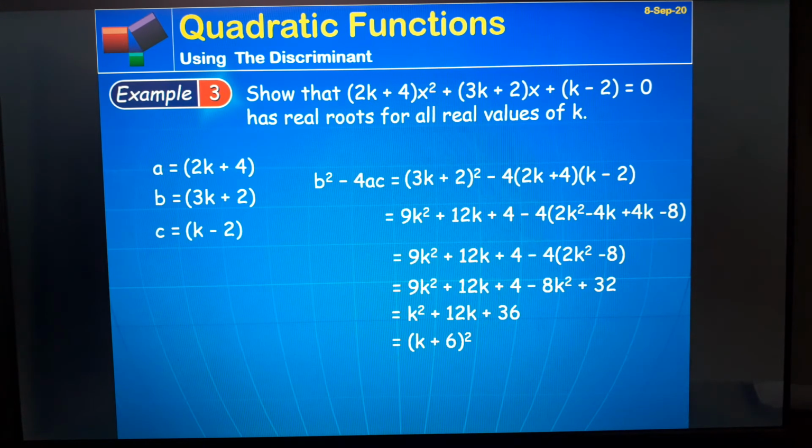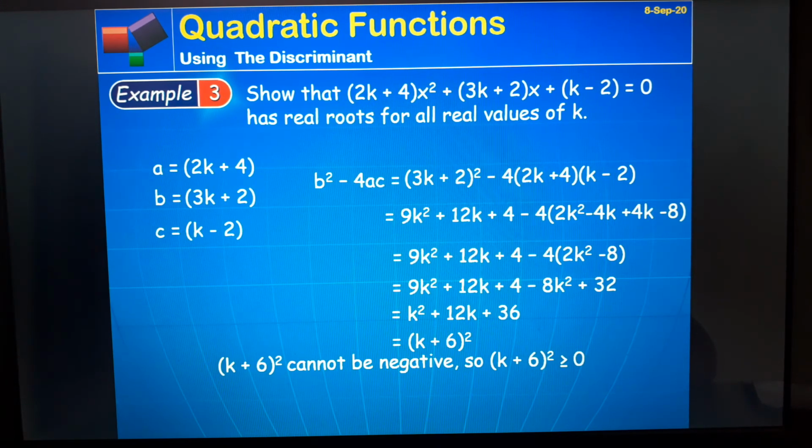Now, if we're trying to show that this has real roots, then we're trying to show that the discriminant is greater than or equal to 0, i.e. if it has real roots, then it can't be negative. Because if it has real roots, at the very least it's going to be equal to 0, or greater than 0, but it cannot be negative. And we can see here that we have created an expression (k + 6)² that can never be negative, because no matter what value of k you put into that bracket, you're going to square it, and if you square it, you will turn any number into a positive. So (k + 6)² cannot be negative.